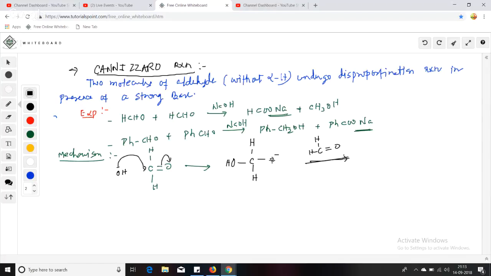Now in this, what happens is that one of these hydrogens, one of these hydride ions, this or this, any one of these hydrogens goes onto this carbon atom when this negative charge comes over here. So this negative charge comes over here, and this hydrogen shifts onto this carbon atom, and at the same time this pi electron goes here.